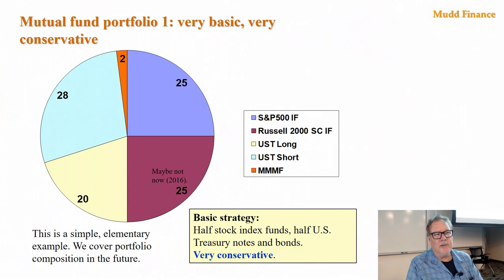Small cap doesn't tend to perform as well at times like this, but normally you'd say, I don't want all my stock investments in the top 500 companies. I'd like to have some small companies represented here. And so if you combine the S&P 500 with the Russell 2000, you'll get that. Then we have U.S. Treasury long, U.S. Treasury short maturities. We'll talk more about what that means, but those are Treasury bonds we're looking at.